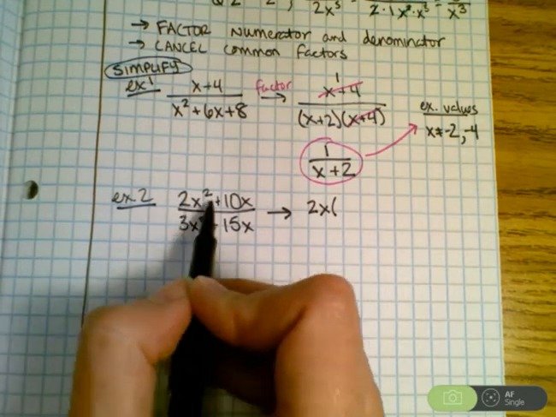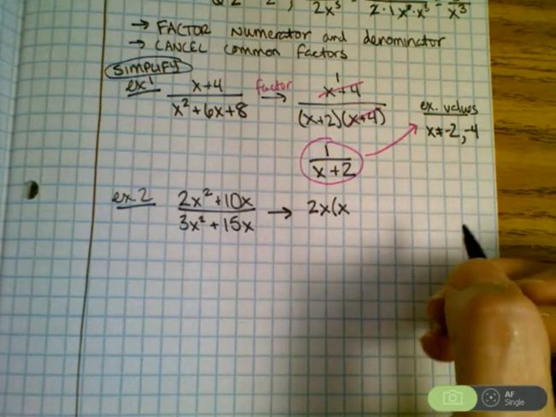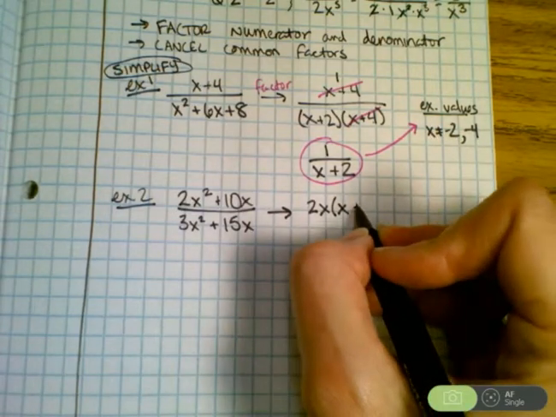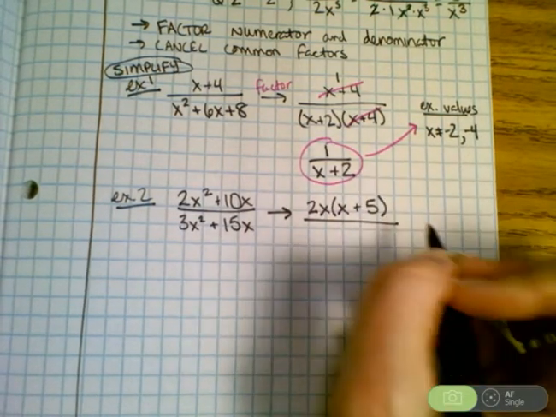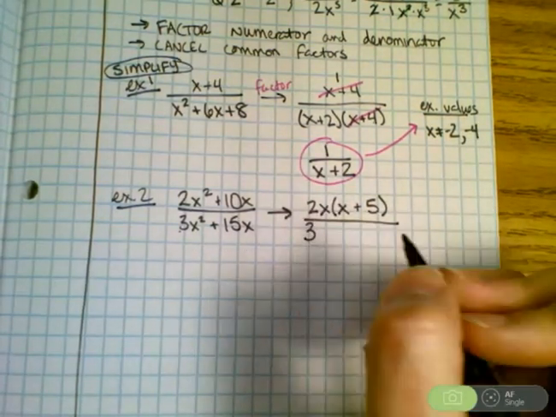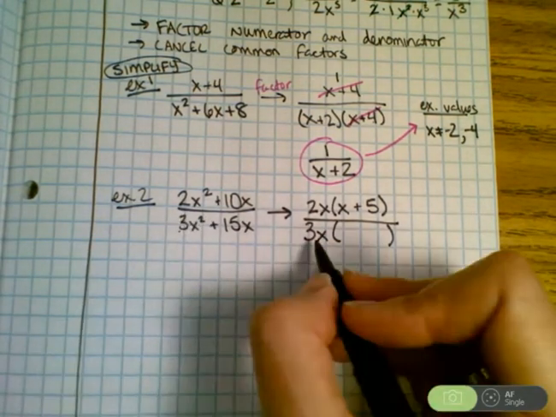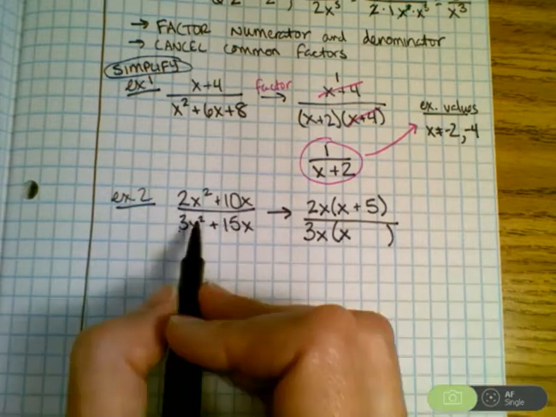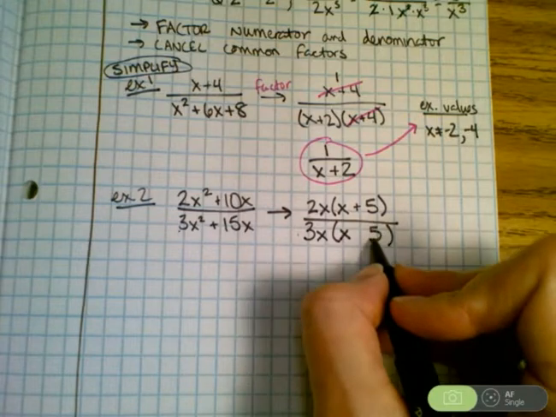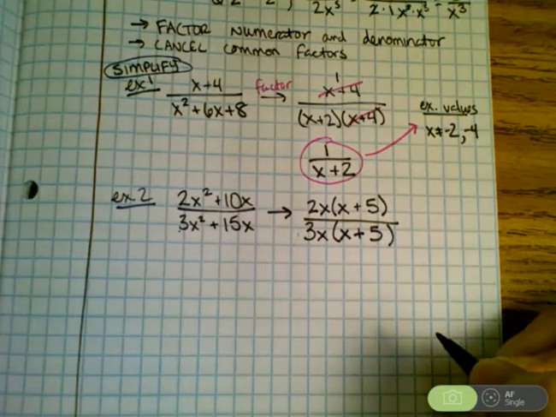And then I say to myself, well, if I have 2x squared and I take out 2x, I'm just left with an x. And if I have 10x and I divide that by 2x, 10 divided by 2 is 5, x divided by x is 1, so I get 2x times x plus 5. On the bottom, 3 and 15 are both divisible by 3. There's 1x in both of them, and then again 3x squared divided by 3x leaves me with x. 15x divided by 3x, 15 divided by 3 is 5, x divided by x is 1. So I get 2x times x plus 5 over 3x times x plus 5.